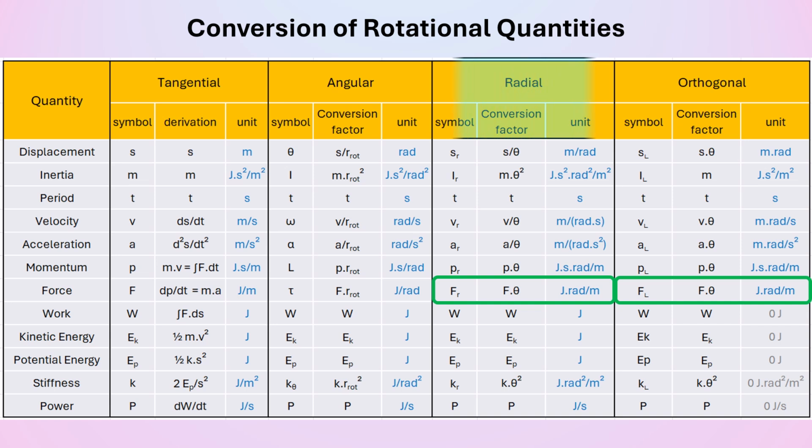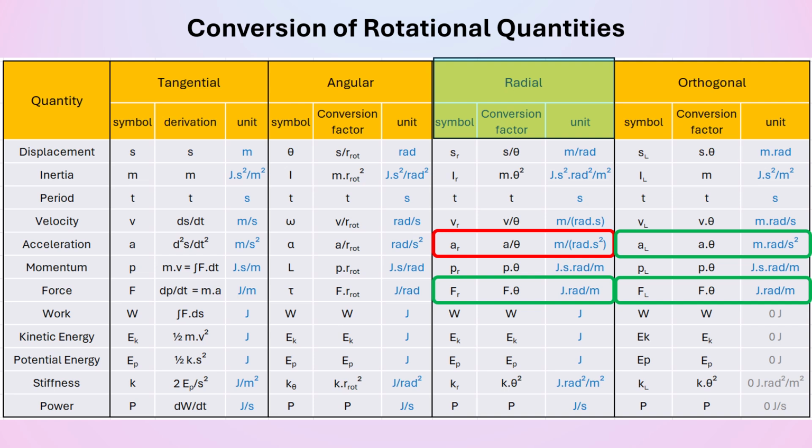Among these types of quantities, only the radial is perceived in the rotating reference frame. The other types are perceived in inertial reference frame. That's why in a circular motion, radial acceleration is 0, while the orthogonal acceleration is not.